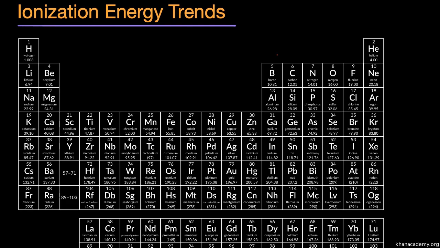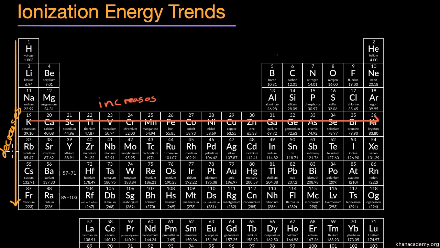So if we think about ionization energy, what we saw is as we go down a group right over here, it becomes easier and easier to remove that highest energy electron. Or another way to think about it is ionization energy decreases. If you go from left to right along a period right over here, we saw from the data that ionization energy increases. Now let's think about why this is.